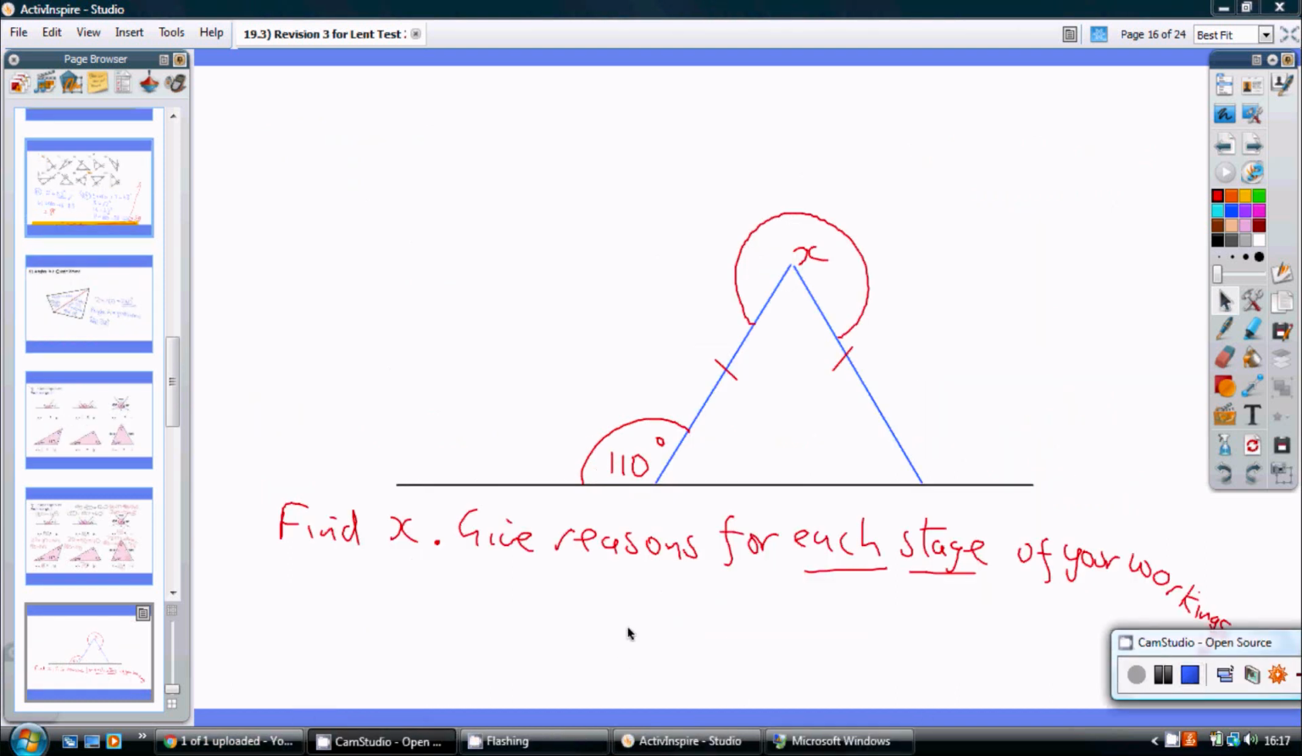Now here's a challenging question for you. I want you to try and work out what X is, and for everything that you work out, I want you to write down the reason for that. The only clue I'm going to give you is note those 2 little dashes there. So pause the video and have a go at this question.